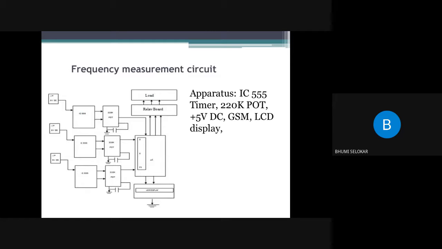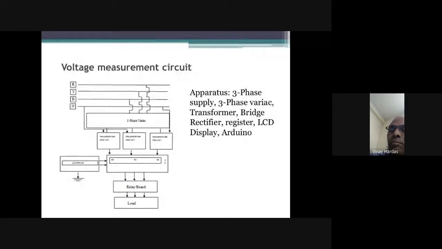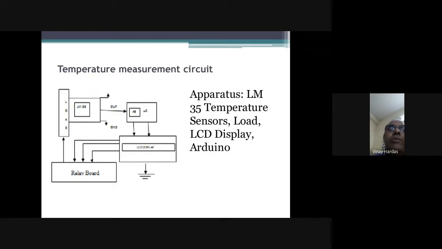Next, frequency measurement circuit. For the frequency measurement circuit, we have used an IC 555 timer, 220K POT, plus 5 volt DC, GSM, and LCD display. Next, voltage measurement circuit. Apparatus used are 3-phase supply, 3-phase variac, 3-phase transformer, bridge rectifier, resistor and display. Temperature measurement circuit. For temperature measurement, we have used the LM35 sensor.